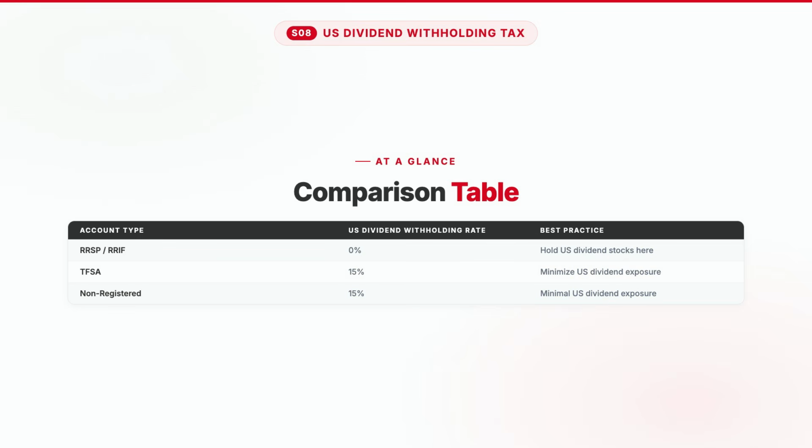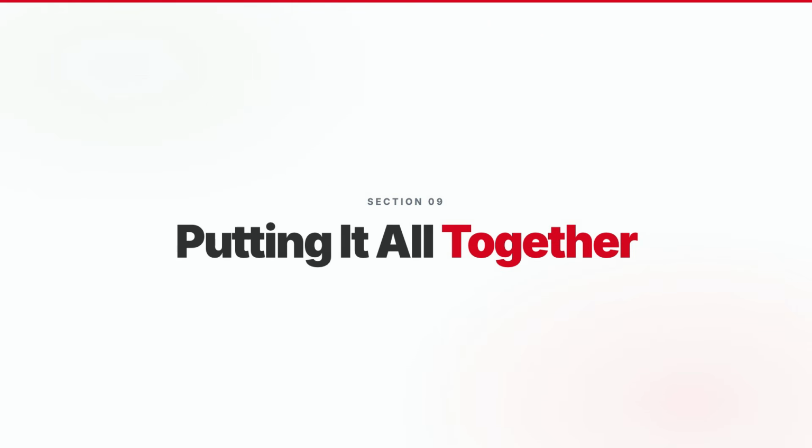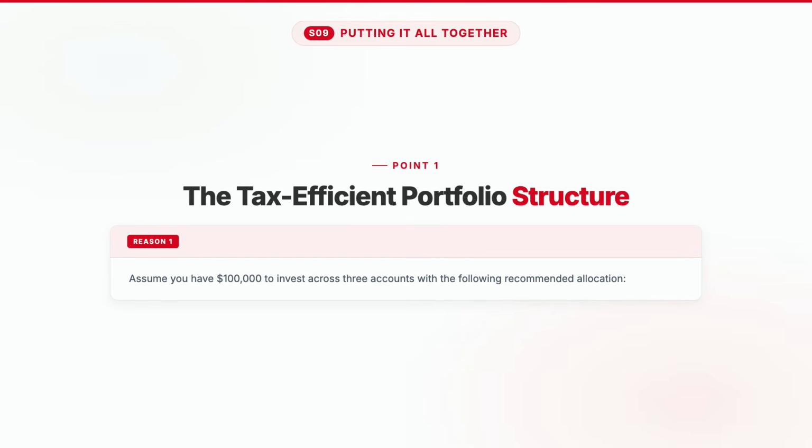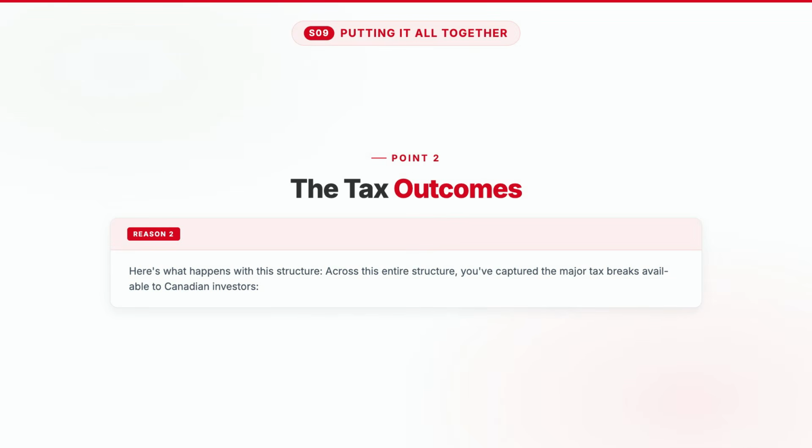Many taxpayers don't bother. RRSP, U.S. dividend stocks, benefit from 0% withholding. TFSA, U.S. growth stocks, capital gains don't face withholding. Non-registered, Canadian dividend stocks, benefit from the dividend tax credit. Putting it all together, a complete tax-efficient portfolio. Assume you have $100,000 to invest across 3 accounts with the following recommended allocation. Here's what happens with this structure. Across this entire structure, you've captured the major tax breaks available to Canadian investors.